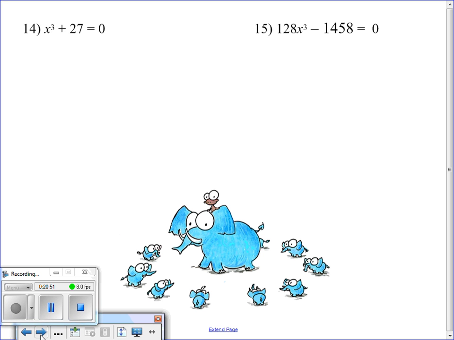All right, so let's practice some of these cubes. Number 14, x cubed plus 27 equals 0. Can I do this with a plus sign? Yes. Remember, squares has to be a minus, but cubes can be plus or minus, doesn't matter. All right, so let's set it up. I would go ahead and put your signs in first. So same, opposite, always positive.